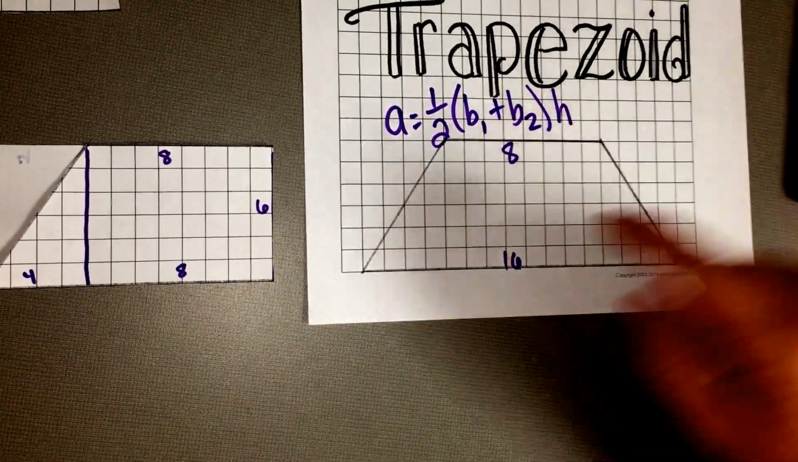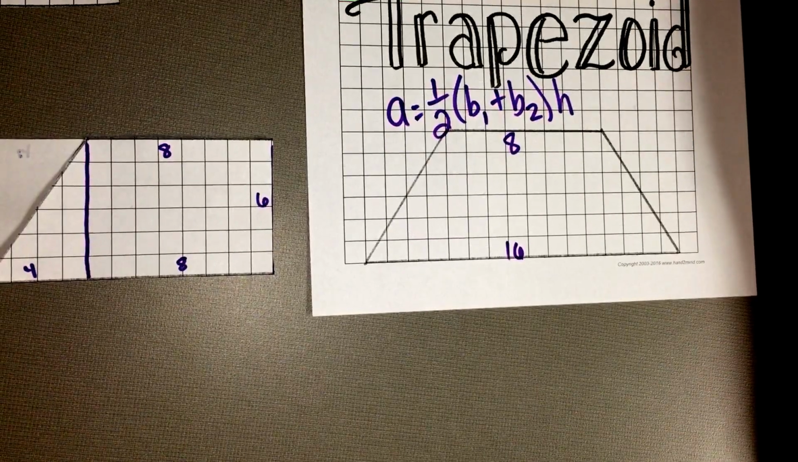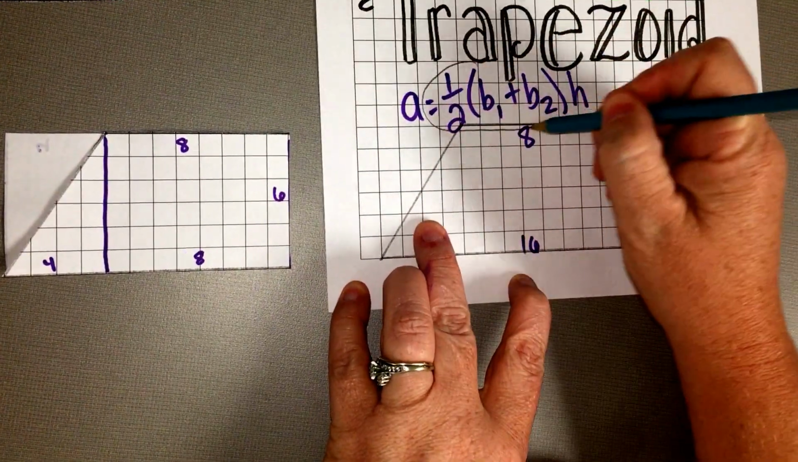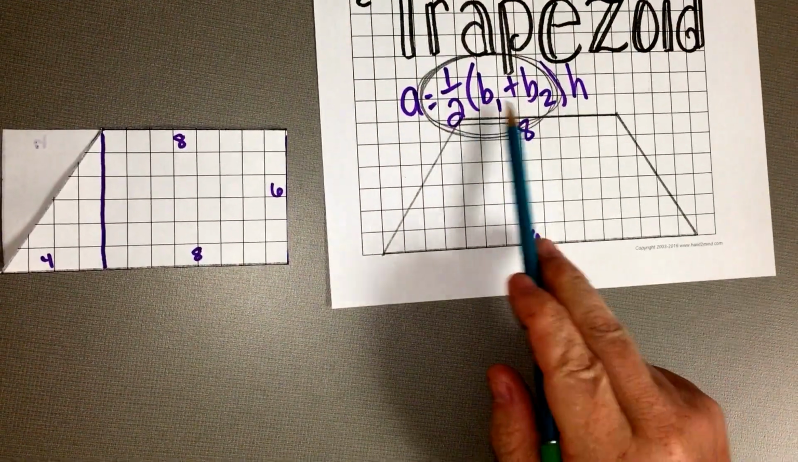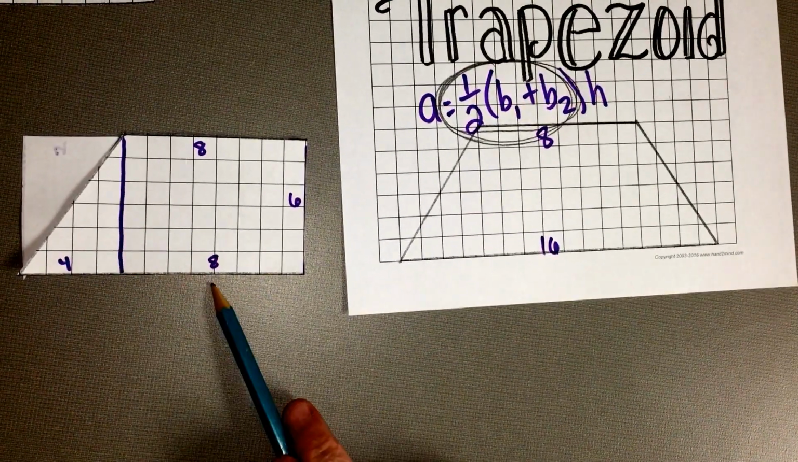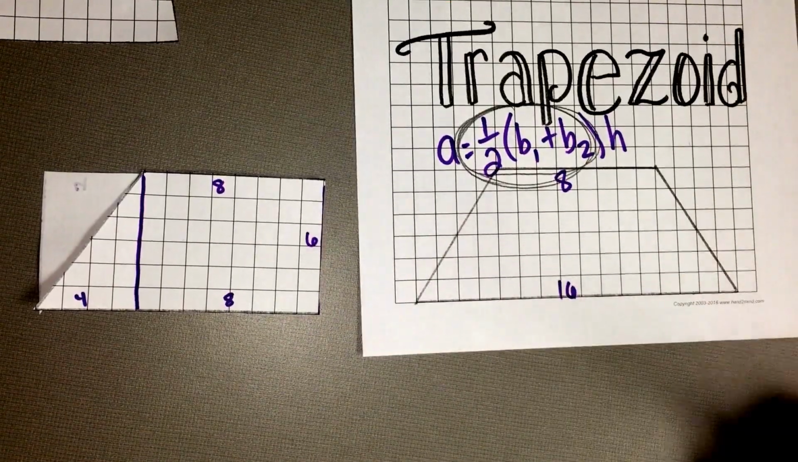Now, why are we taking 1/2 of it? Because when you average two things, you're adding them together and dividing by 2. So I'm going to circle this part right here. I want you to really focus on that. This is just the average of your two bases. That's how I got the number 12, from 4 and 8. And then multiply it by your height.